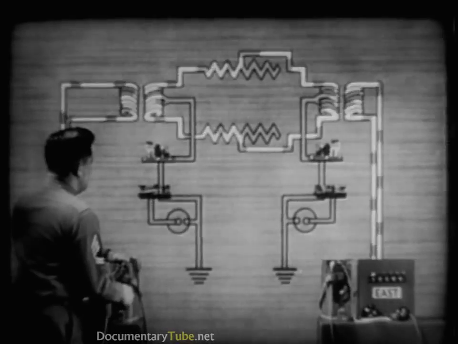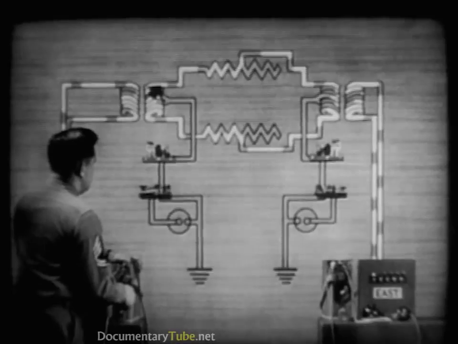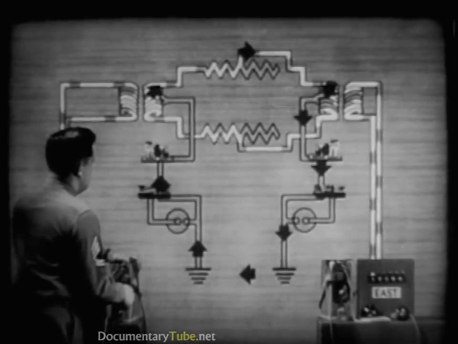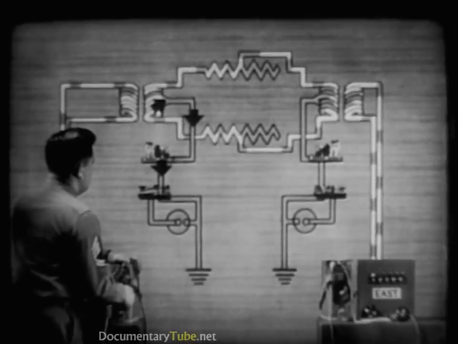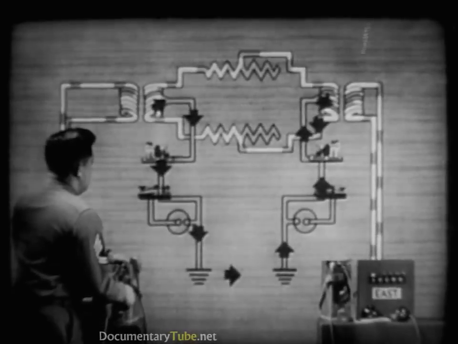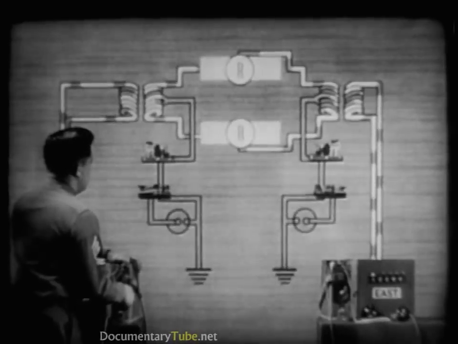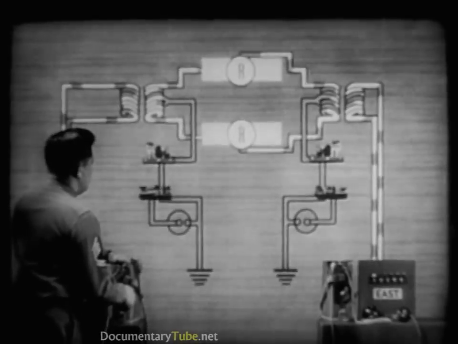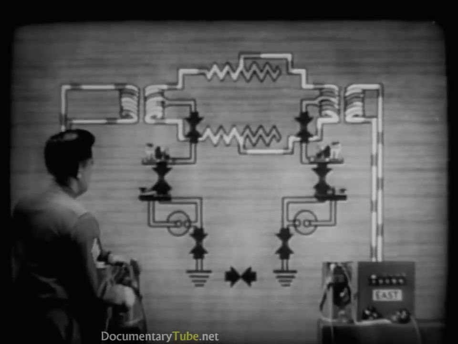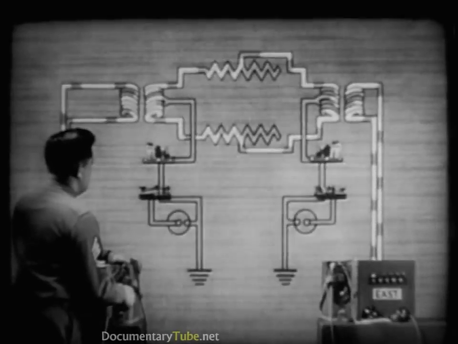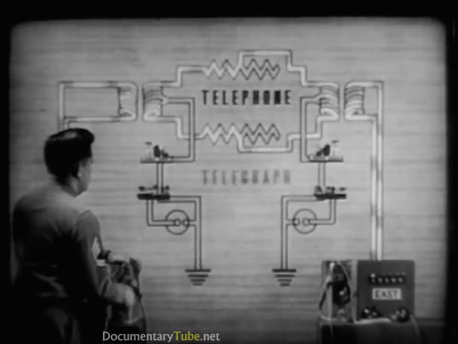Let's freeze that current again. The upper half of the winding is trying to send current through this path. And the lower half of the winding is trying to send current through this path. Since the resistances of the 2 line wires are equal, 2 equal currents are trying to flow in opposite directions through the telegraph sets. They buck each other and no current flows. Consequently, the telephone circuit doesn't interfere with the telegraph.